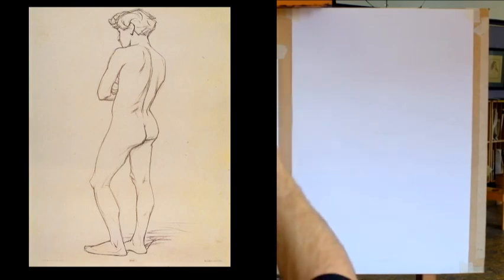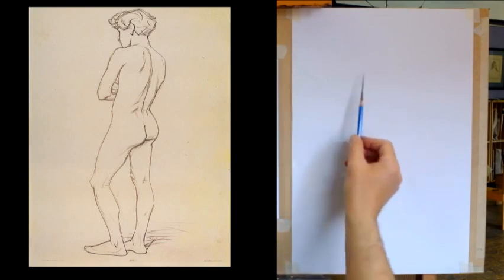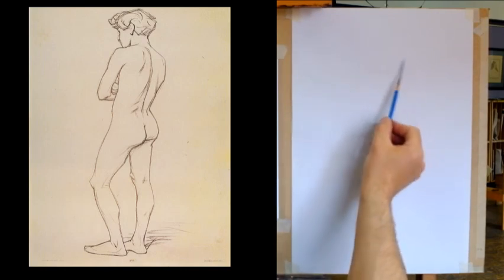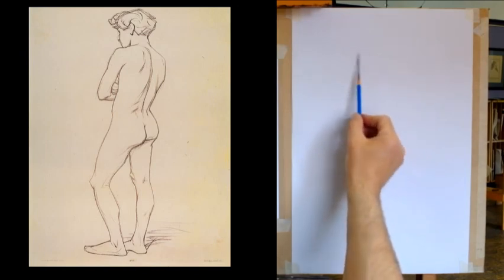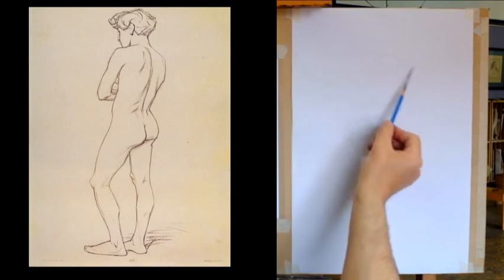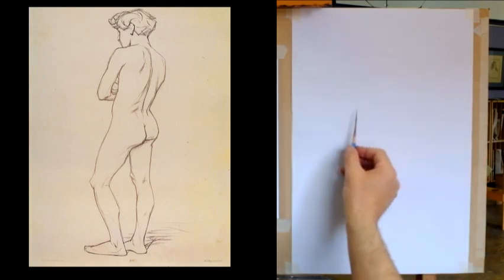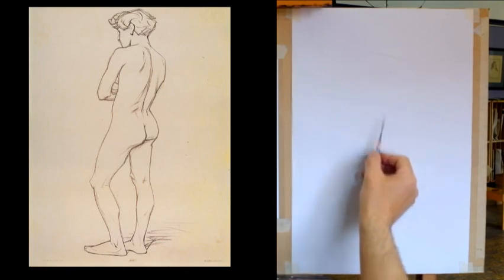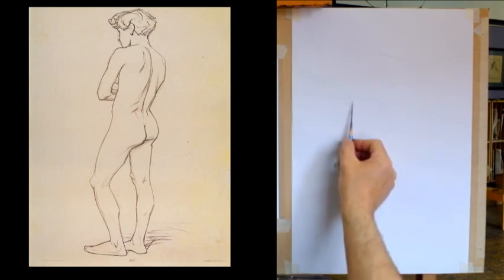So the pelvic block, the rib cage, and the head are the first 3 blocks I like to establish when seeing how the figure is moving. So we're going to look at the slant of the shoulders. We know we have to keep that one higher, that one slightly lower. And we're going to establish the bottom of the rib cage, midway between our pubic area and the nipple area.